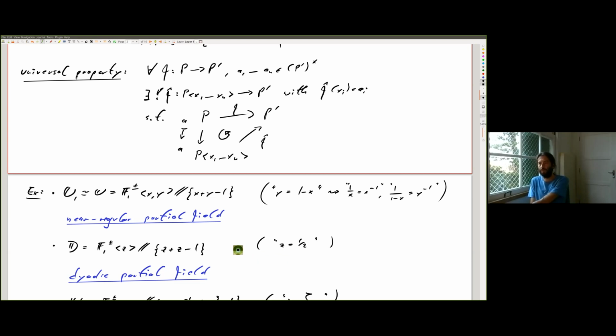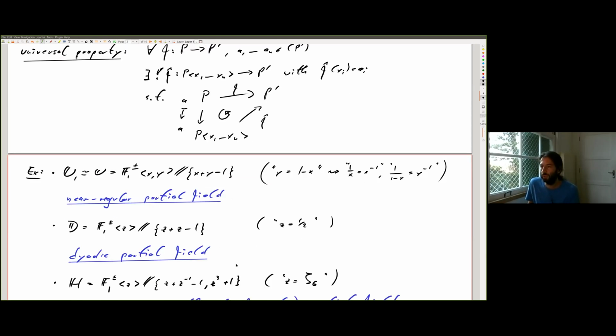Now the next example. Somehow the scrolling is not smooth.